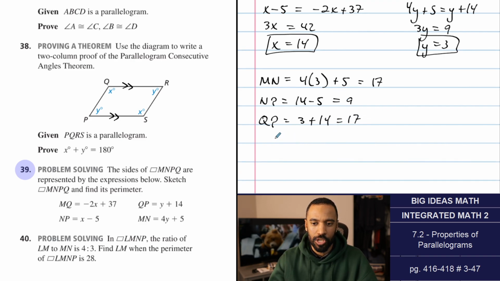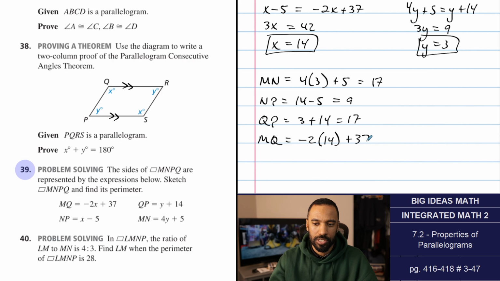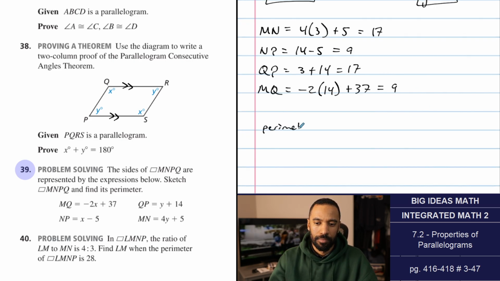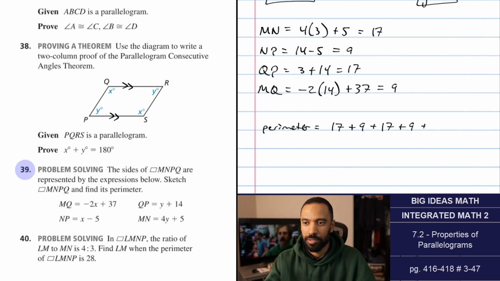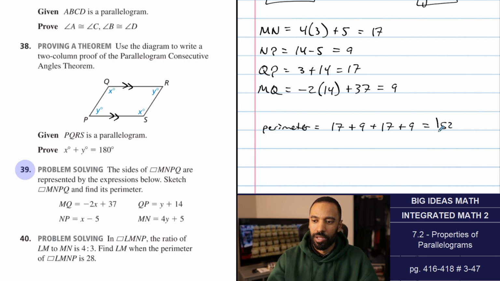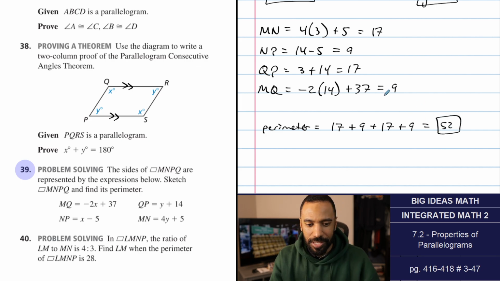That is MQ. MQ is negative 2 times 14 plus 37. This is negative 28 plus 37. 37 minus 28 is 9. So the perimeter is going to be 17 plus 9 plus 17 plus 9. Or double 17, 34, plus double 9, 18. 34 plus 18 is 52. There are no units involved, so 52 units is the answer.